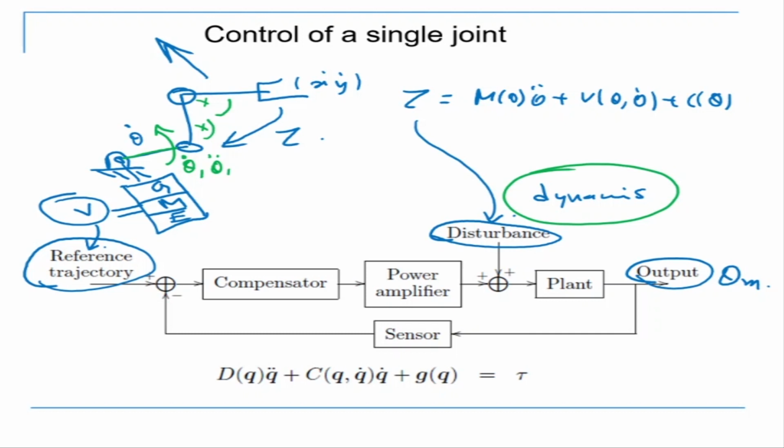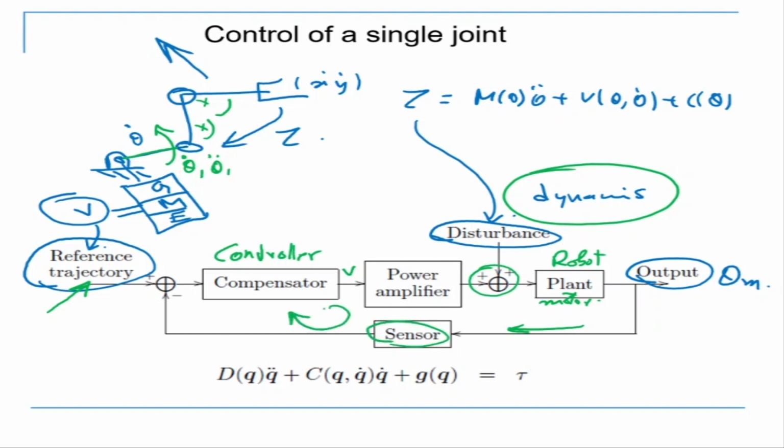Now we have input, which is my reference trajectory. We have a compensator, which we can call a controller. The controller gives an output which is passed through a power amplifier. Basically we increase the current, and then there is a summing block here which takes the disturbance. Then this is my plant, this is my robot link, which can be the motor which is actuating the joint. Then there is an output, and there is a feedback which is coming, and this is my position sensor which is going back.